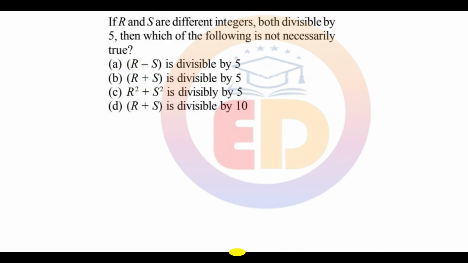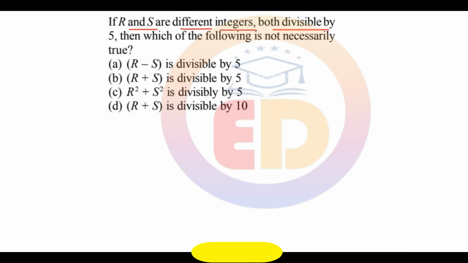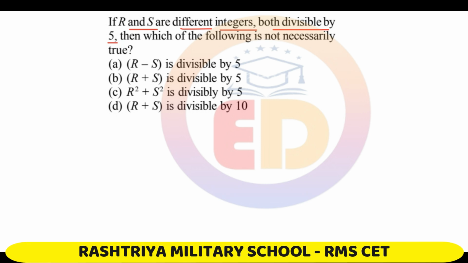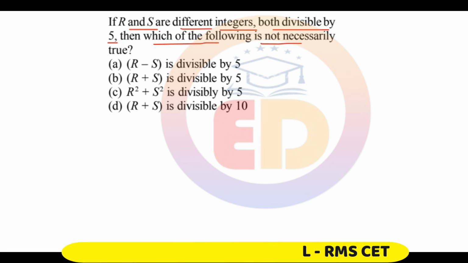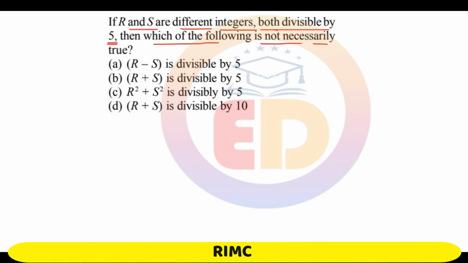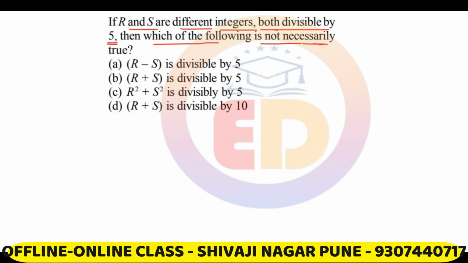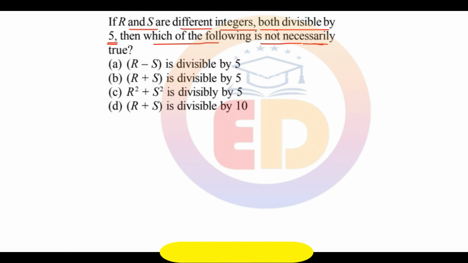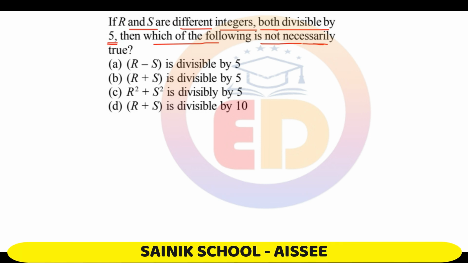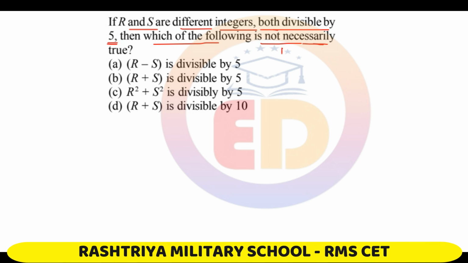If R and S are different integers, both divisible by 5, then which of the following is not necessarily true? क्वेश्चन का मतलब यह है कि R और S दो अलग अलग इंटीजर्स हैं और दोनों ही 5 से डिविजिबल हैं, दोनों 5 से डिवाइड होते हैं. तो इसमें से कौन सा स्टेटमेंट ट्रू होना जरूरी नहीं है और इसमें से कौन सा स्टेटमेंट नॉट नेसेसरली ट्रू मीन्स विच इज फॉल्स. सो बेसिकली हमें फॉल्स स्टेटमेंट यहाँ पर ढूंढना है.